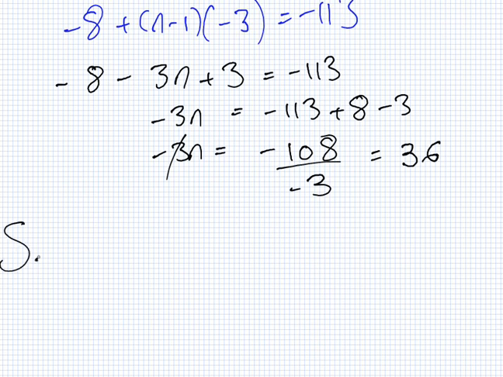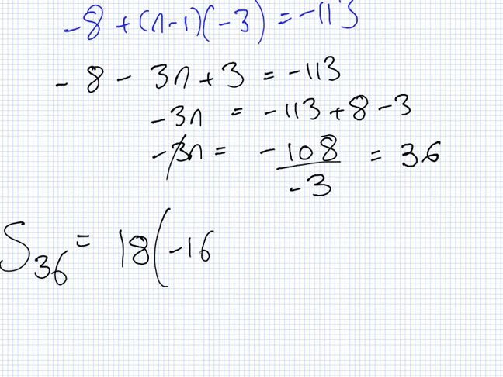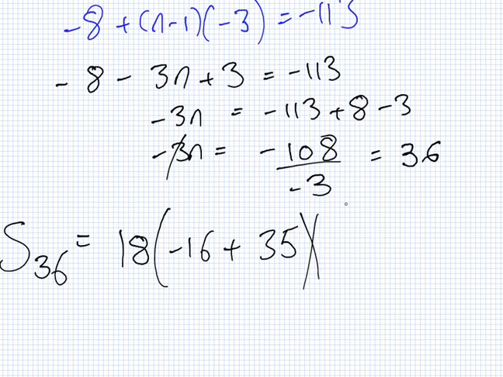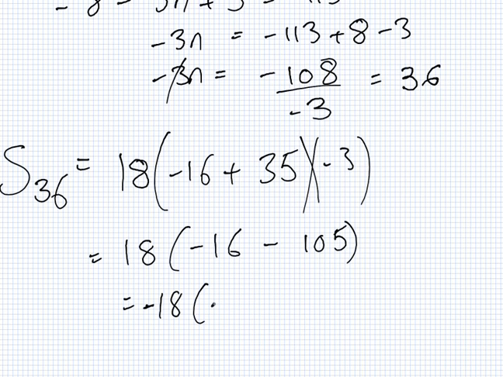So S36, we have 36 numbers. n over 2, 2a, what was our a? 2a plus (n minus 1) times d. What was d? Minus 3. Alright, so that's 18 times (minus 16 minus 105). That's 18 with a minus, minus a 1, 21, isn't it?